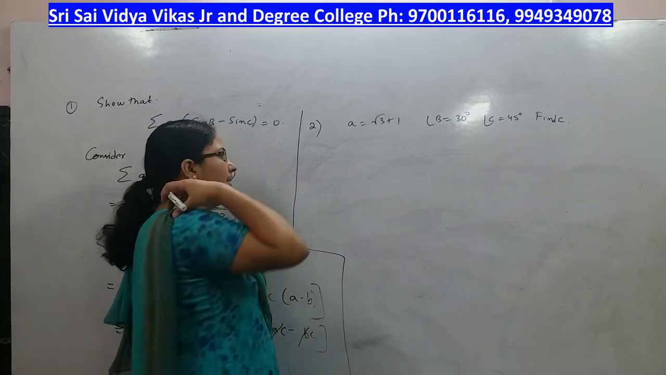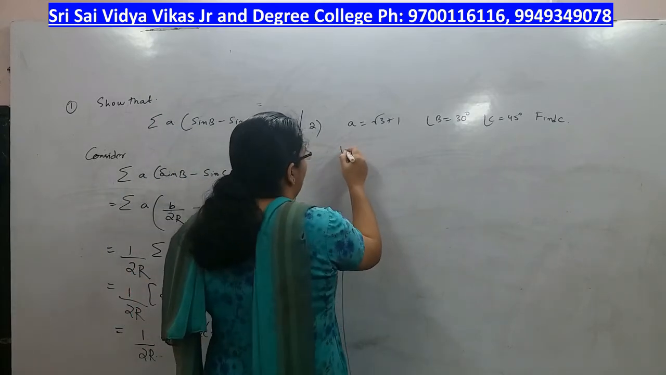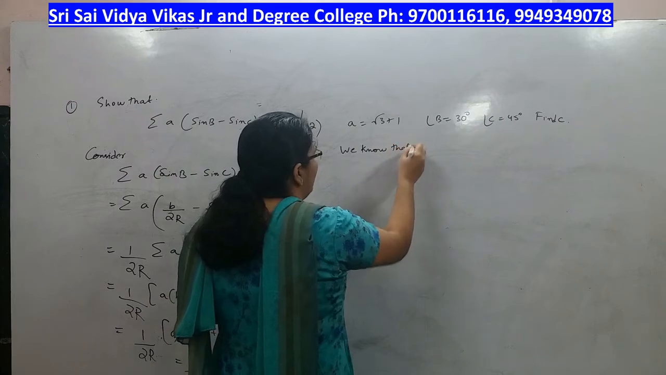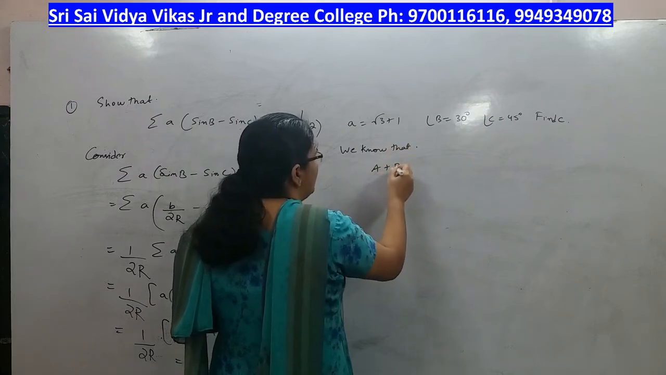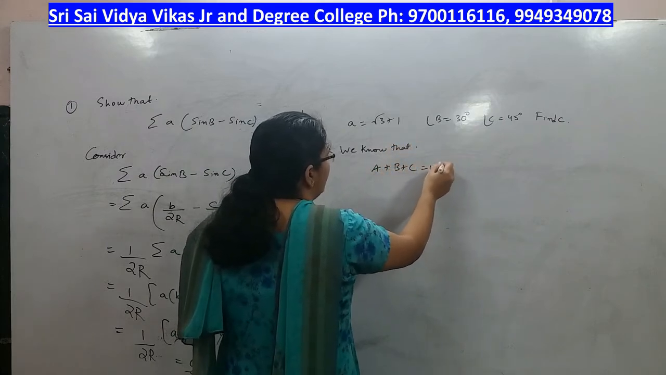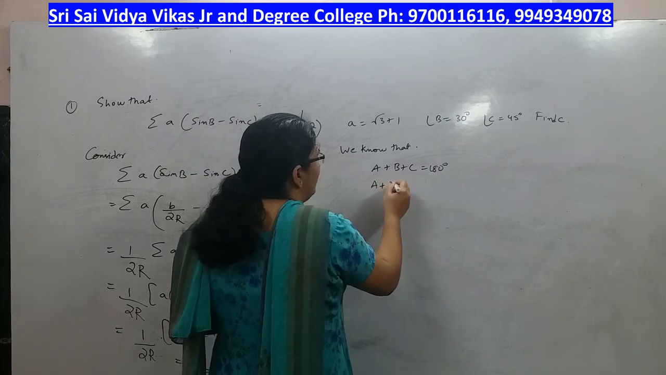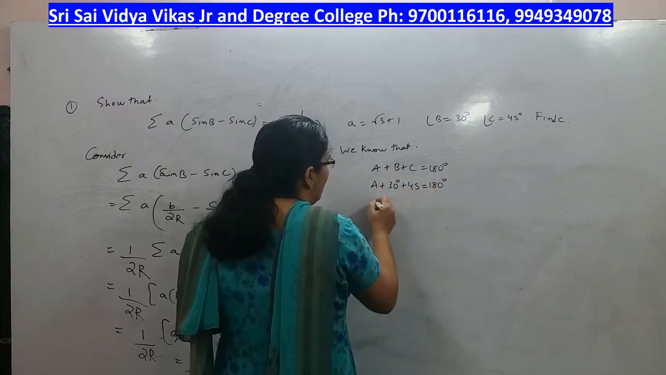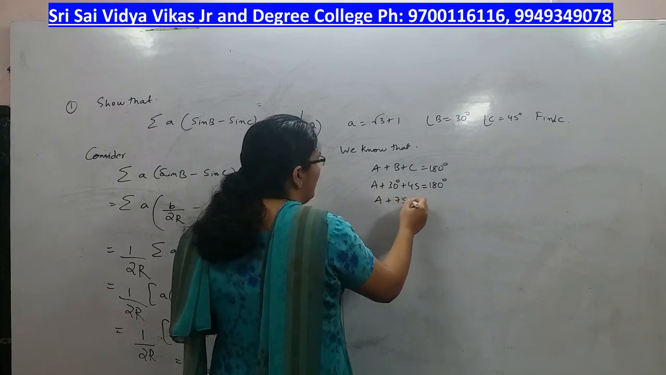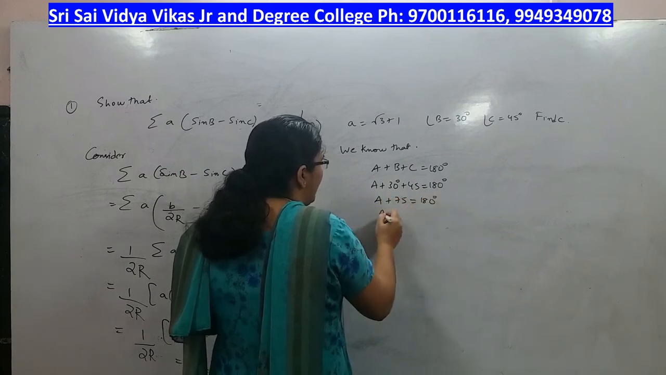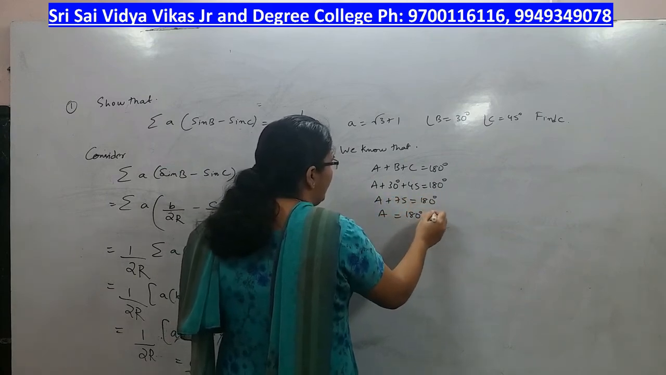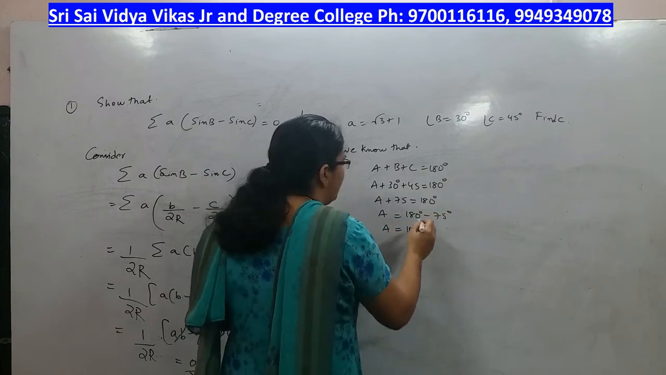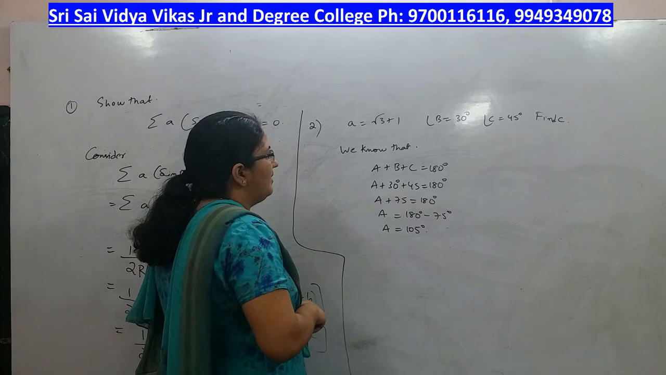Now, we know that A plus B plus C is equal to 180 degrees. A plus 30 plus 45 is equal to 180 degrees. A plus 75 is equal to 180 degrees. A is equal to 180 minus 75. A is equal to 105 degrees. So you got the value of A.